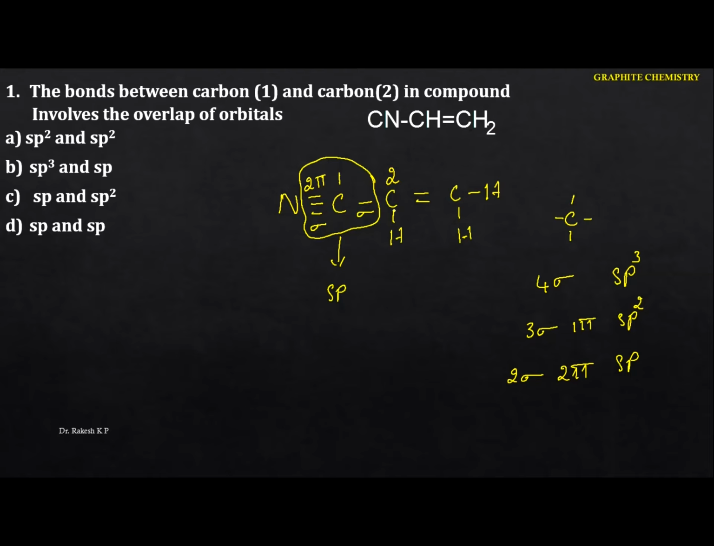So come to carbon 2. From this carbon to this carbon, it is a sigma bond. Carbon to hydrogen is a sigma bond. Carbon to carbon is a sigma bond, and the one more bond is the pi bond. Again you just identify the second carbon. Here we got 3 sigma and 1 pi bond. So hence you are going to have sp2.